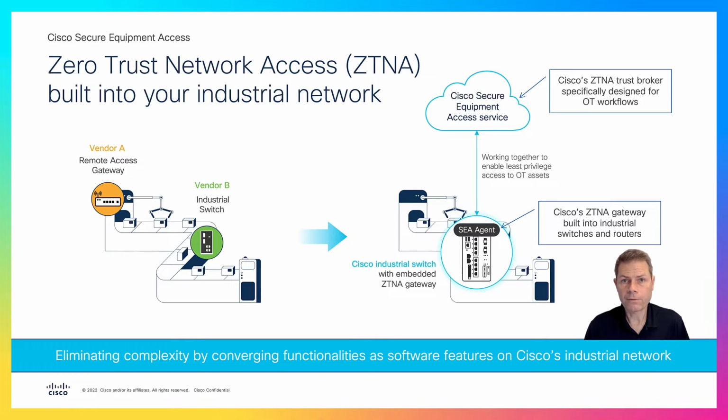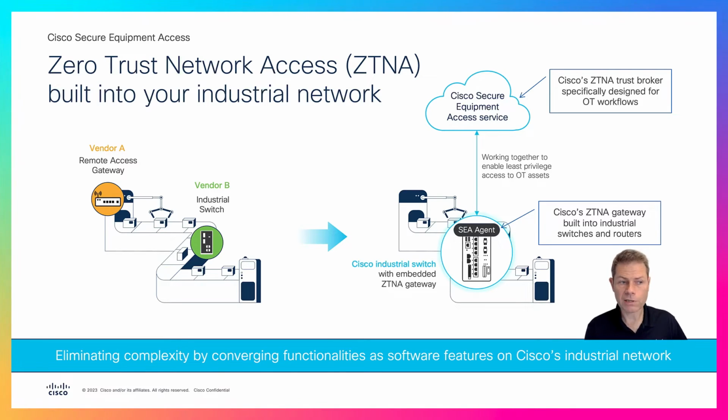So you may ask, hey Emmanuel, how does Cisco address this problem for ZTNA? What we do is we're building Secure Equipment Access right into the Cisco industrial portfolio of switches and routers. So there is nothing additional to install. You don't have to install an appliance or some sort of gateway. You can reuse your existing switch and router and use SCA on them while they are cloud operated.